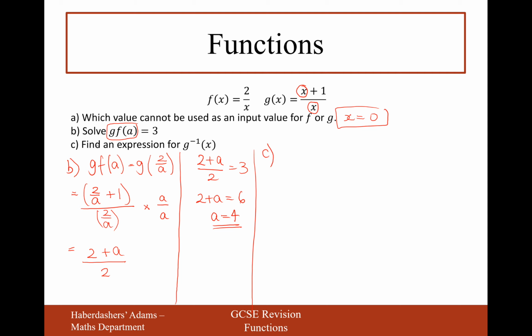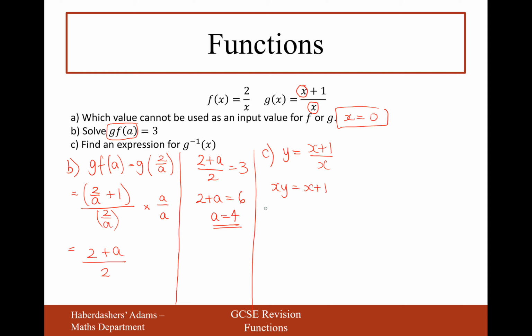Moving on to part C now, find the expression of g inverse x. So the way we do that is we set up y equals, and then the g function next. And then we rearrange this to make x the subject. So it's xy equals x plus 1.